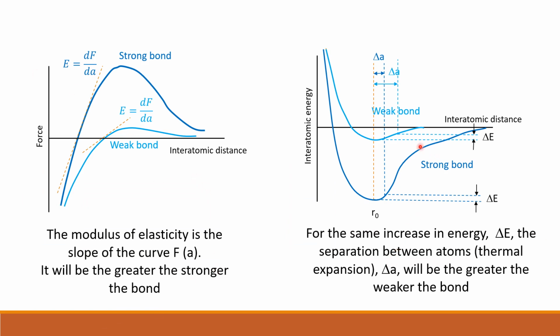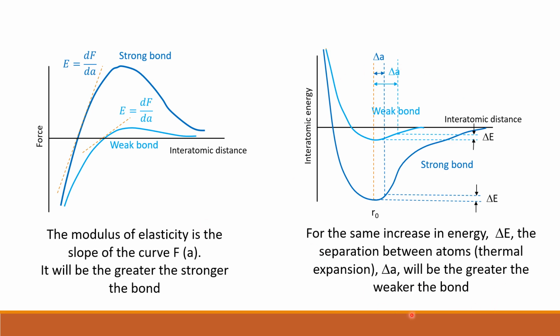Here we are plotting first the force against the interatomic distance, and here the energy against the interatomic distance. So an important parameter is the slope of this curve. This slope is the Young modulus or modulus of elasticity. It's an indication of how easy it is to deform a material. In the case of strong bonds, this slope is much higher, so it is steeper. And then the elasticity modulus is much higher than in the case of the weak bond, because you see here the curve is much flatter, so the slope is lower. Then the Young modulus or modulus of elasticity will be the greater, the stronger the bond.